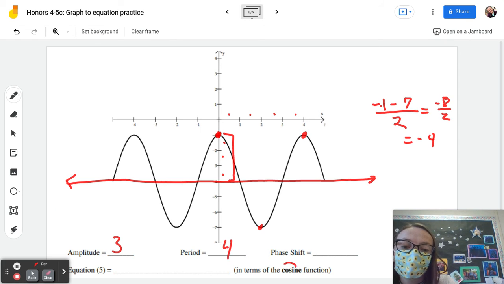The phase shift for a cosine function. Well, cosine already starts at a max, so this phase shift basically says I didn't move to the left or right at all if I'm already starting at a max. All right, so let's go ahead and make this equation.